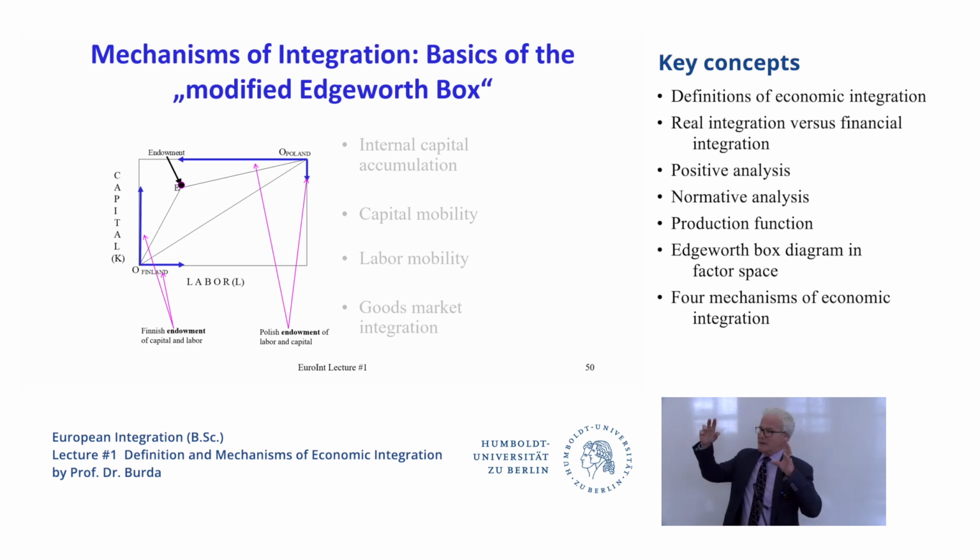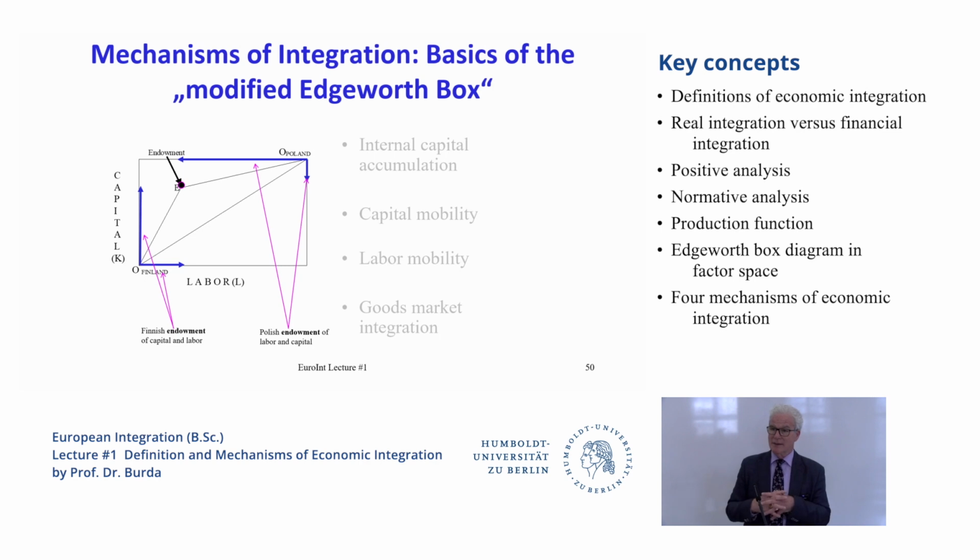An Edgeworth box basically allocates what we have between person A and person B, or region East, region West, or region Finland and region Poland. So I'll take that as a metaphor. Two countries integrating with each other. They have a fixed amount of total labor. They have a fixed amount of total capital. And the question is, where do they allocate it? So point E is the endowment.